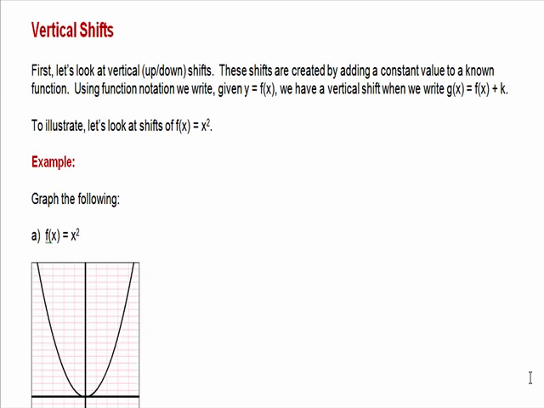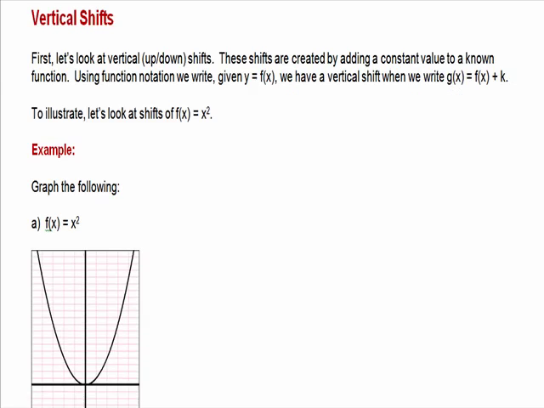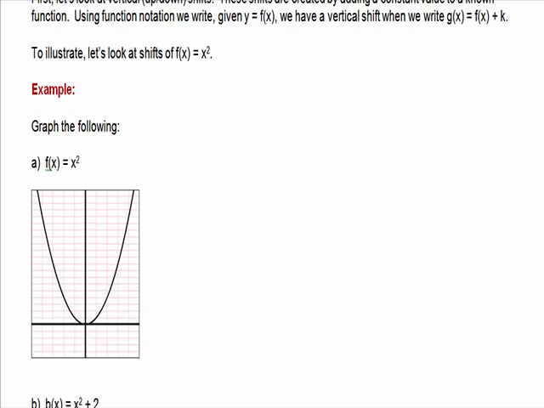we would have a vertical shift when we write a new function g of x equals the old function f of x plus k. The easiest way to illustrate this is to take a look at an example, and let's look at a fairly common function, one I'm sure you're comfortable with. Let's take a look at shifts of f of x equals x squared.